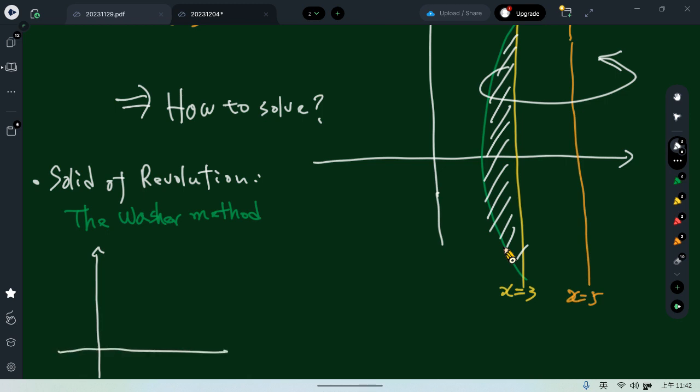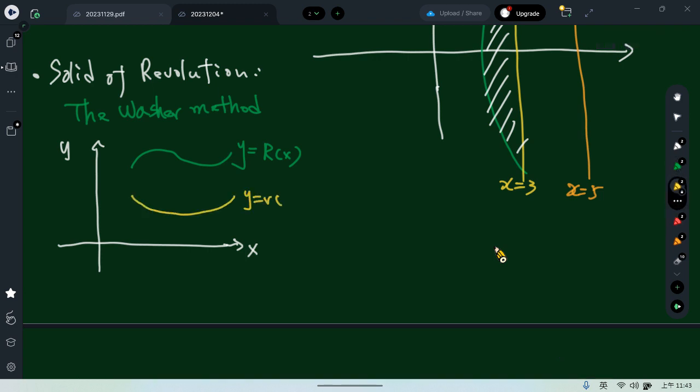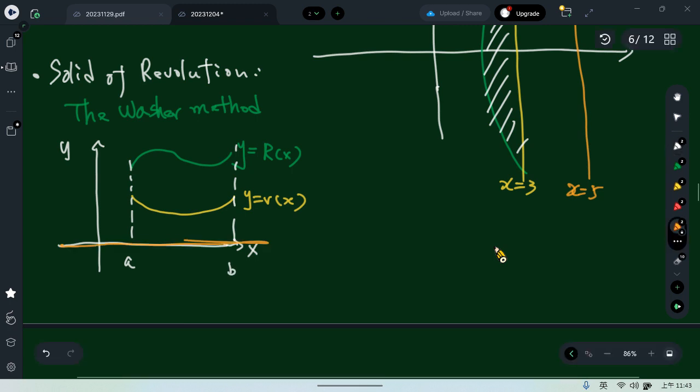I will give you two figures. One is the outer one, where y is equal to big R of x. The second one is y equals small r of x, going from a to b, and just rotate about this axis. We just use this plane region.